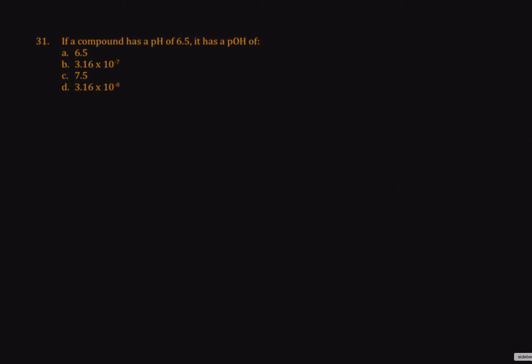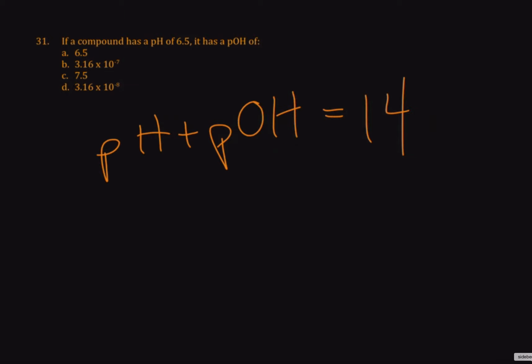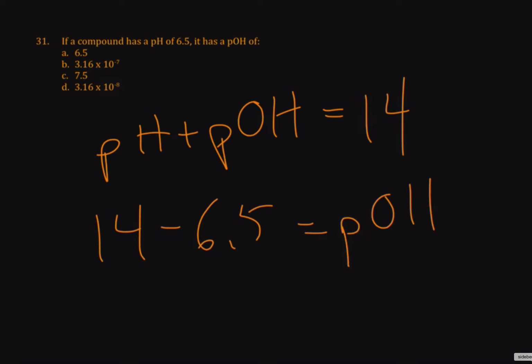If a compound has a pH of 6.5, what is its pOH? Well, this one is based on a very simple fact that pH plus pOH always equals 14, which means that 14 minus 6.5 in this case equals the pOH, which means that we've got a pOH of 7.5.